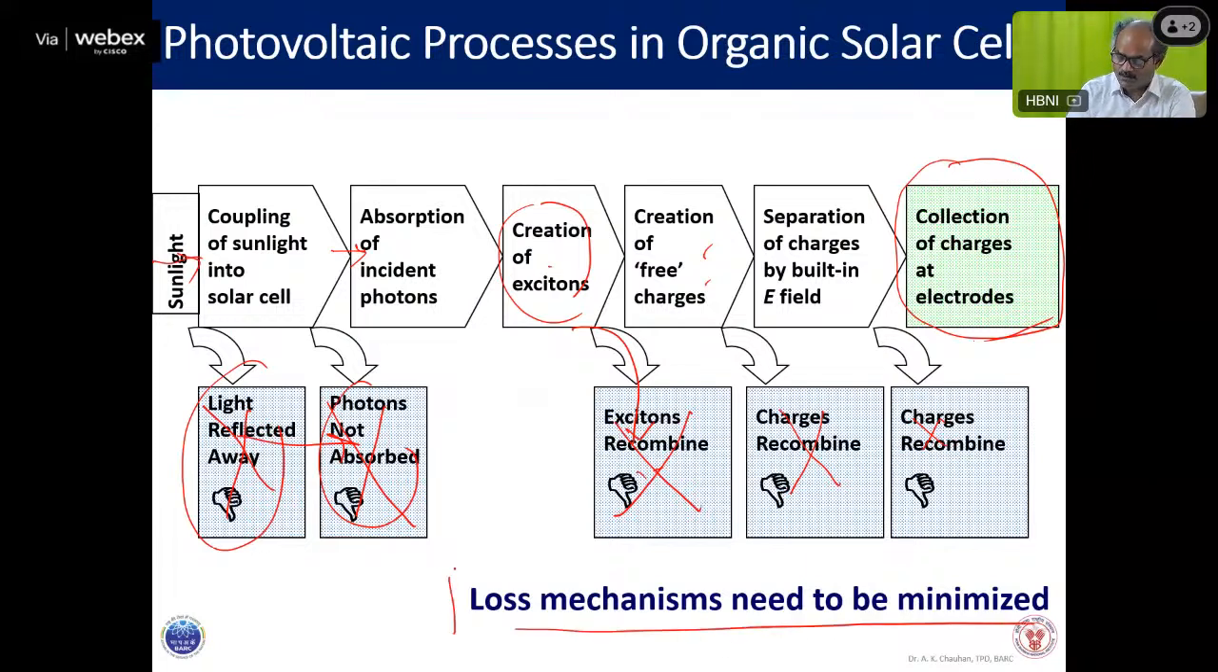That should be our purpose of doing all the experiments and all the development work in the case of organic solar cells: how to reduce these losses.